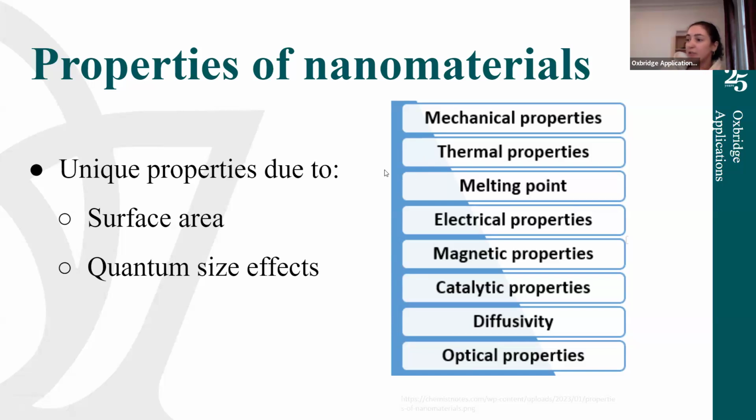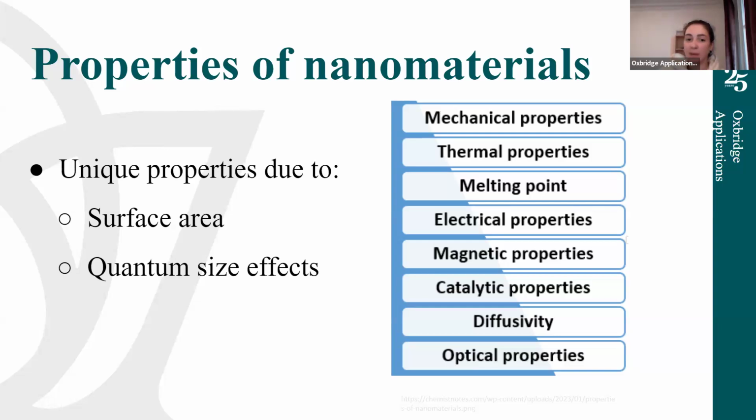So these are some of the interesting properties that we see in nanomaterials, from mechanical to electrical, catalytic as well, electromagnetic, even optical properties as well. So let's think about surface area first. Well, we know that as we reduce the size of a particle, we have a larger surface area to volume ratio. This makes the materials more chemically reactive.